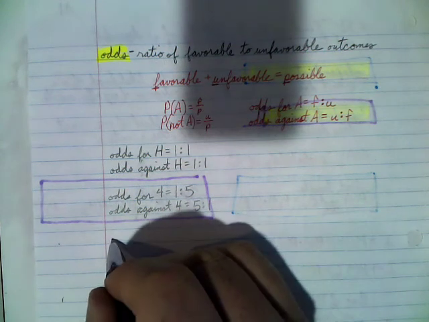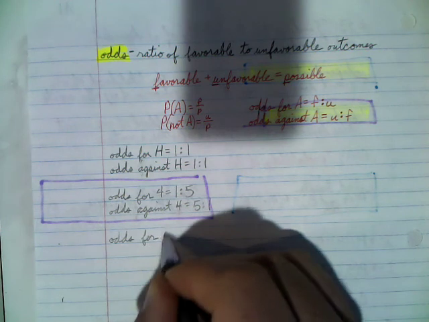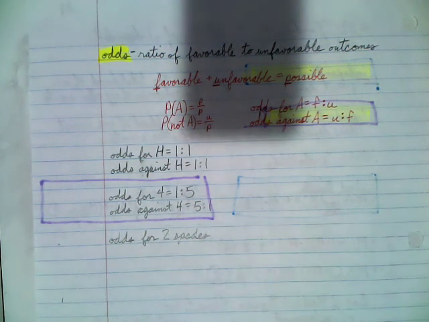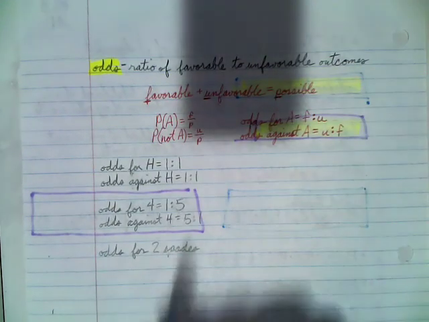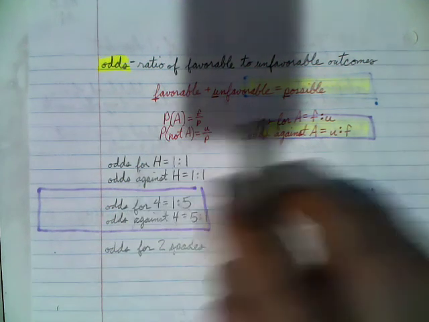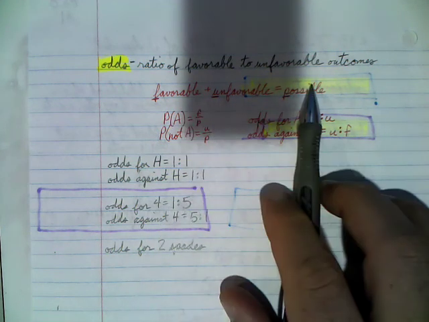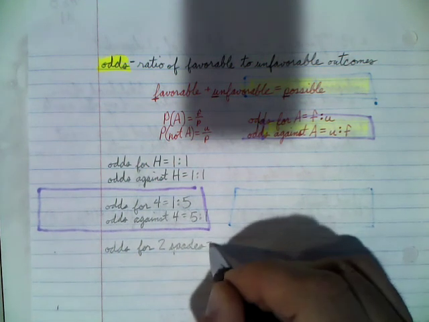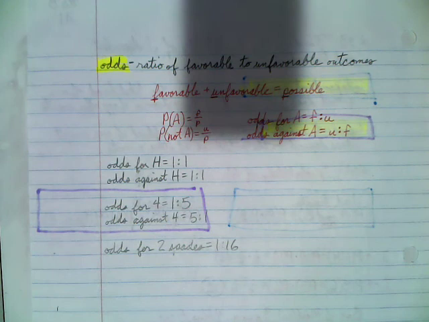If we think to the front of the page here, the odds for 2 spades. Remember, ladies and gentlemen, the probability was 1/17. So 1 is the favorable number. 17, being probability, is the possible. So 1 plus what is 17? Well, 1 plus 16. So the odds for 2 spades is 1 to 16.